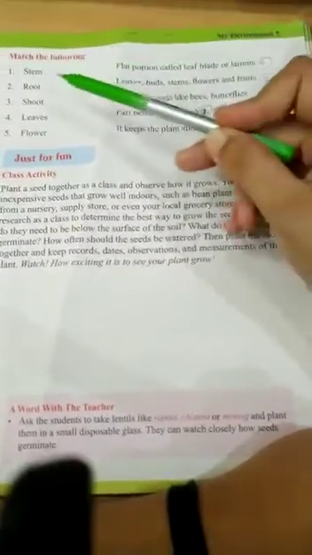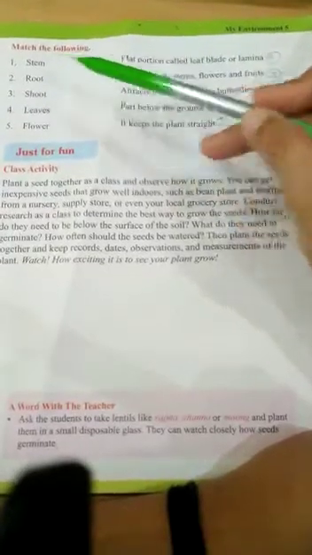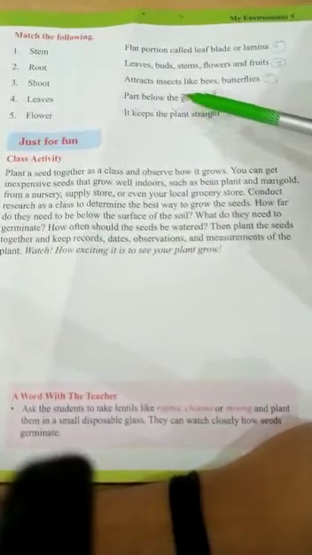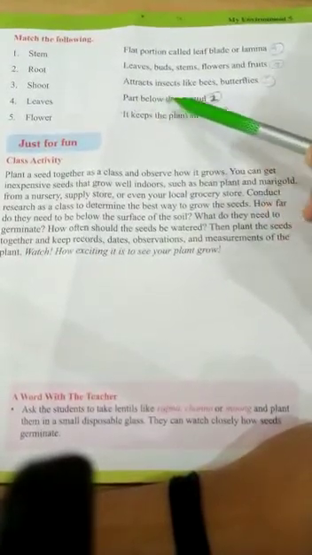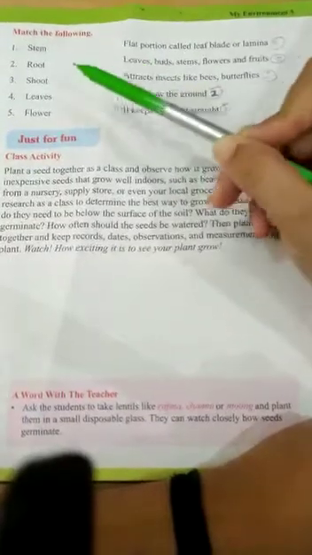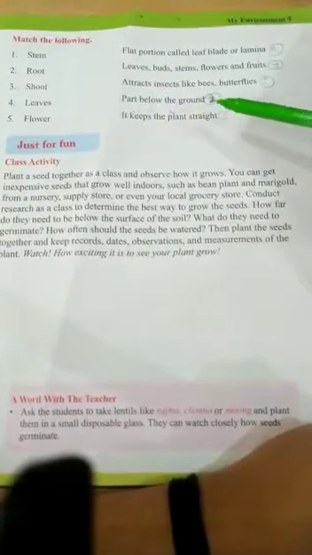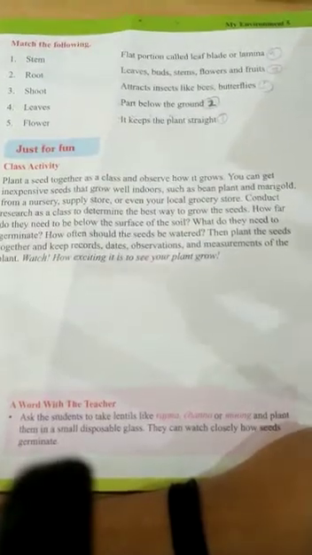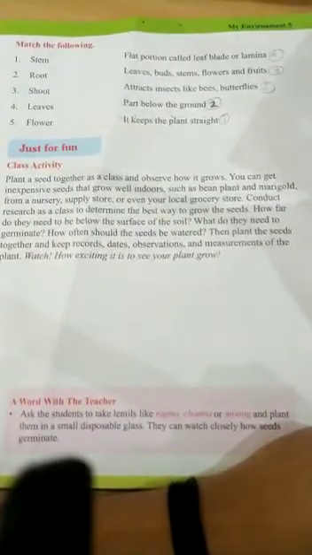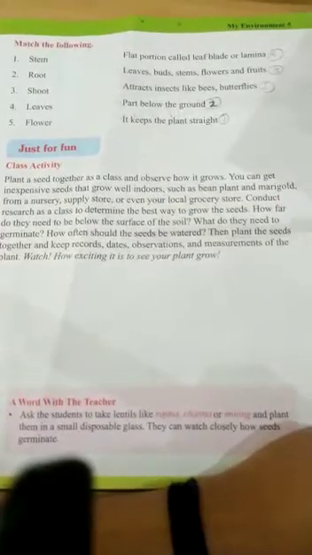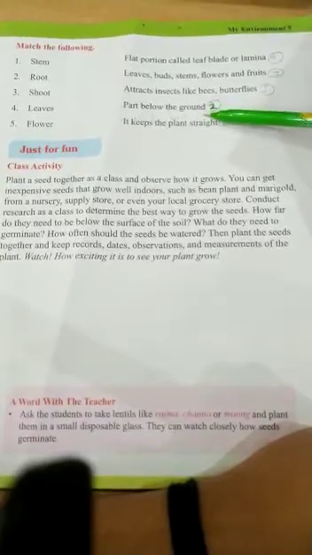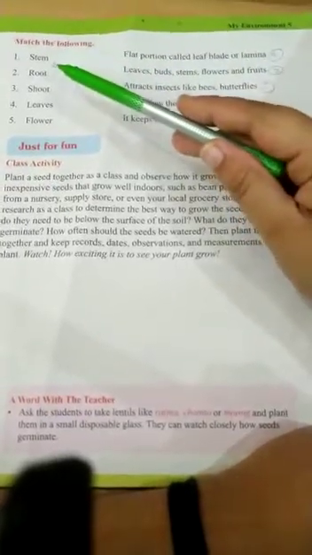The second word is root. Now root will go with the second last statement, that is part below the ground. As you all know, what is root? It is the part which grows below the ground. In the upper part, shoot is grown, and in the lower part roots are grown. So this option goes right with the word root.